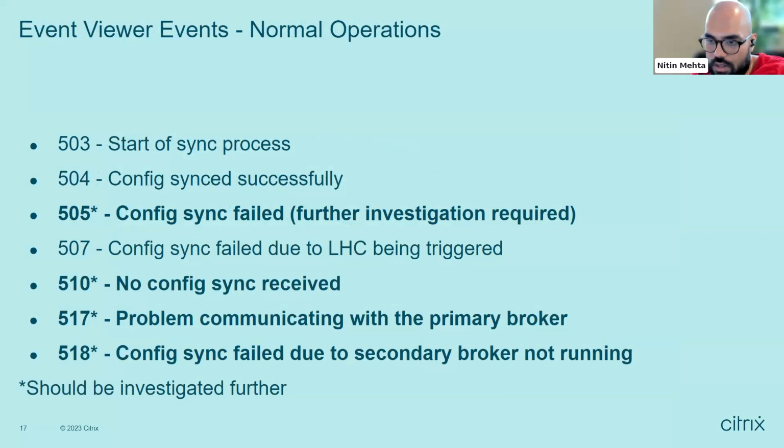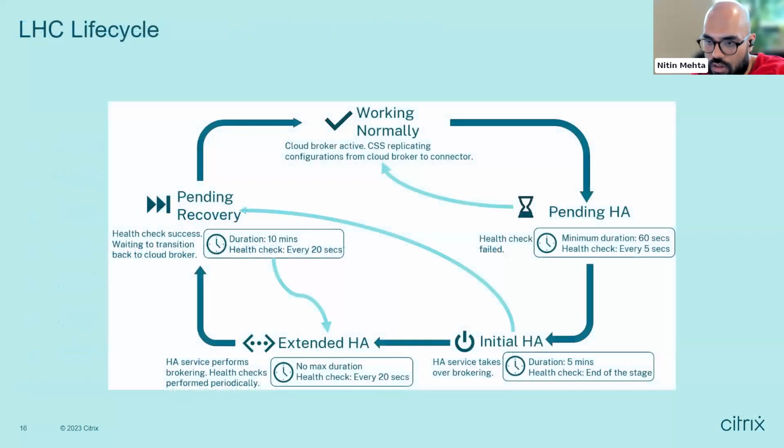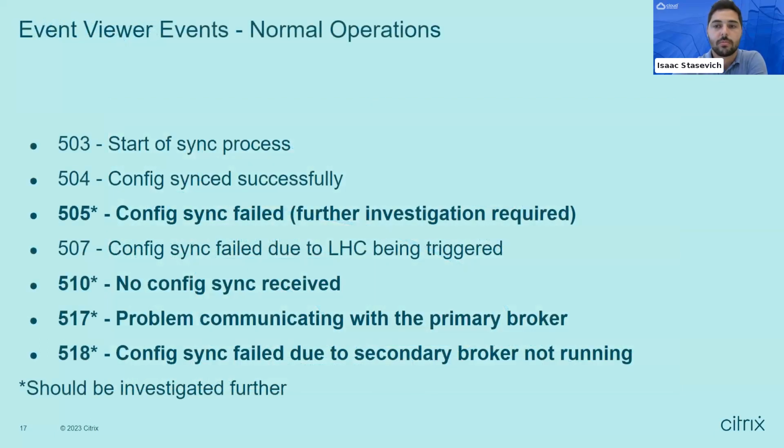Another question is, where can we see the status of LHC if it's in use? Meaning pending HA, initial HA, extended HA, and pending recovery in the console. It would be nice to see what's going on when LHC is actively working. So we're improving the reporting of localhost cache inside the event viewer. But that would be the place to monitor, because Studio or Director may not be available when an outage occurs.